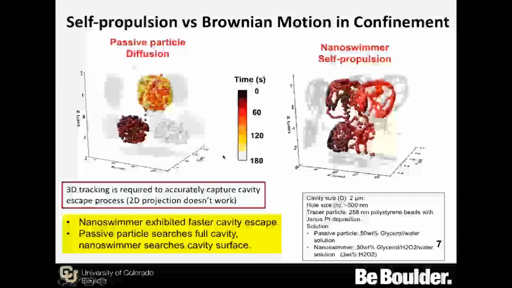Now, let's look at some experiment results. Here I show you two results. On the left is a conventional passive particle, which only has diffusion. And on the right are the Nanoswimmers, which are active particles. In addition to diffusion, they also have a self-propulsion effect. These are our experiment data.